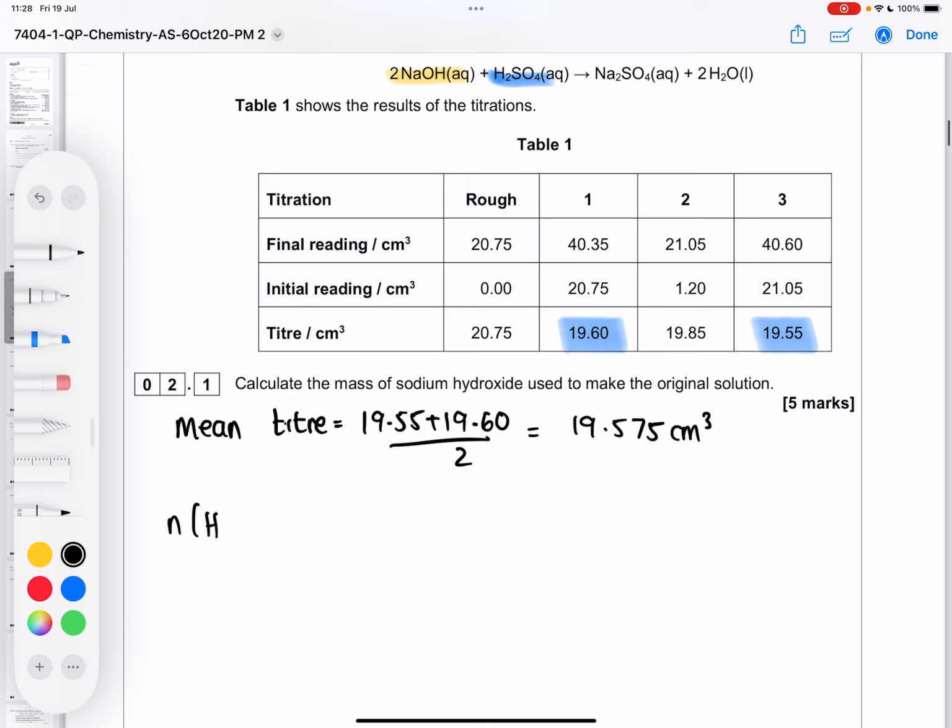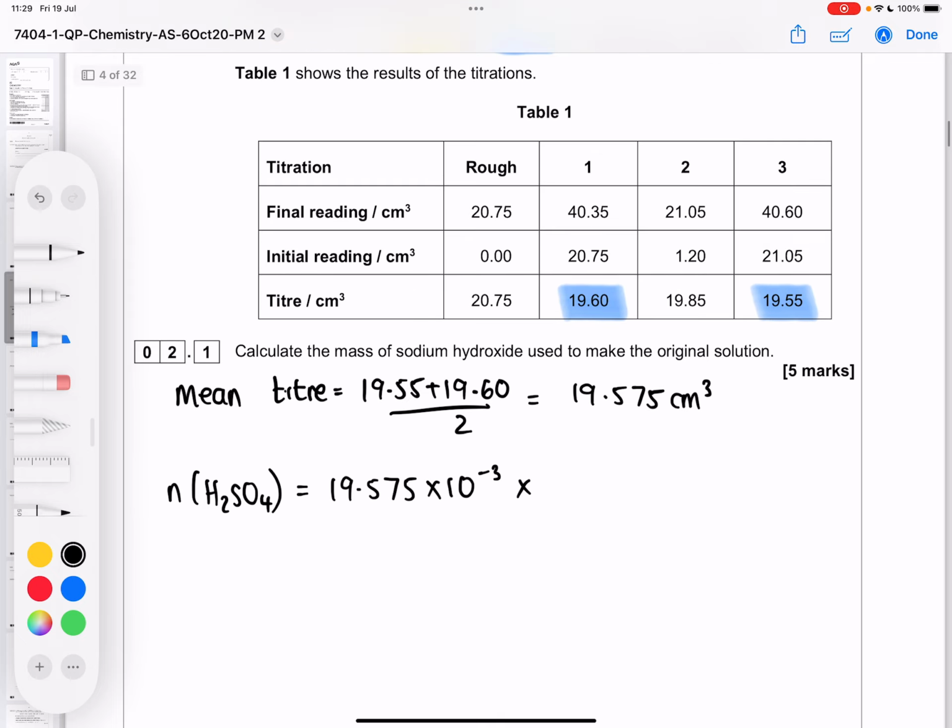So then we can find the moles of sulfuric acid. Remembering to turn that volume into decimetres cubed and then times it by the concentration. Type that into our calculator. We get 2.936 times 10 to the minus 3.